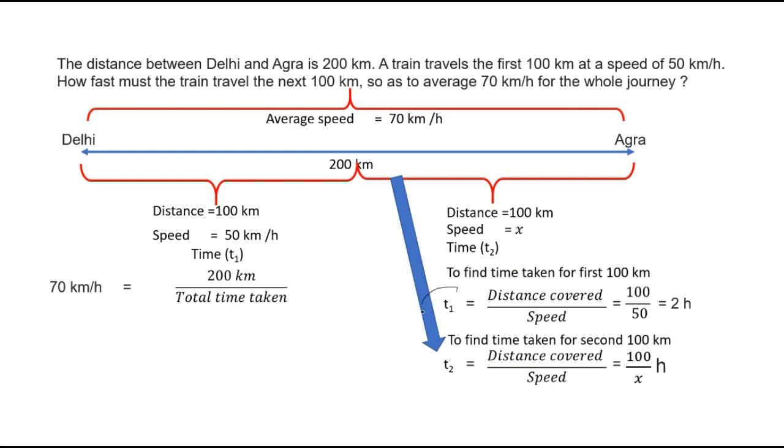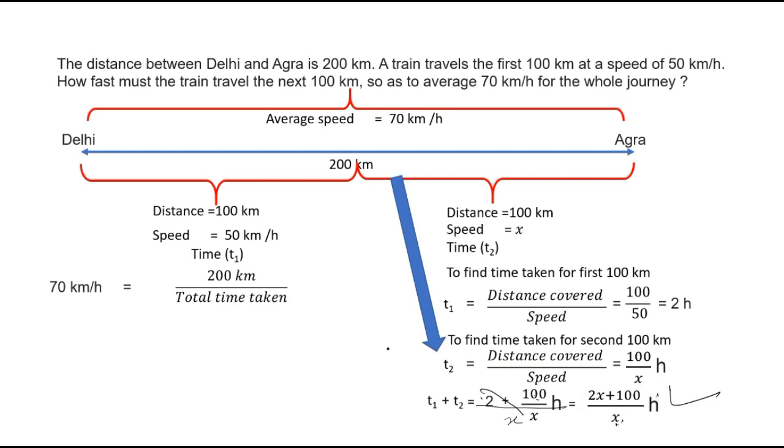Now we will add T1 plus T2. So T1 plus T2 is equal to 2 hours plus 100 by x hours. Now if you solve this, the LCM will be x, and it becomes (2x plus 100) divided by x hours. So we have taken the LCM here, and it becomes (2x plus 100) by x hours. We have made this a single quantity now. Now this is the total time.